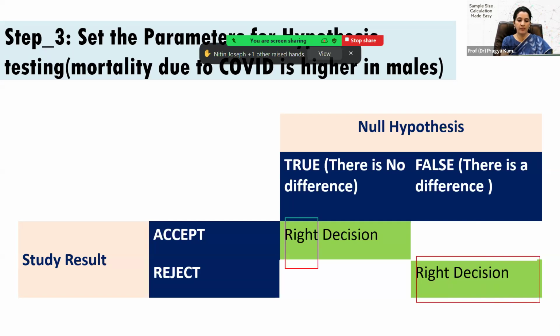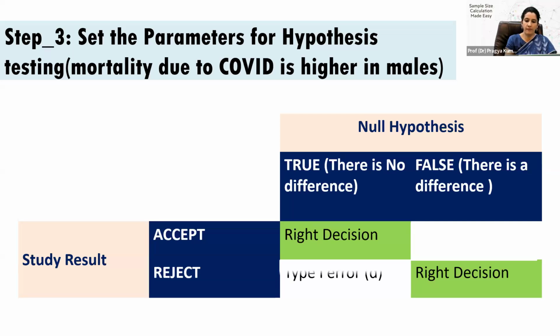But the problem happens when the null hypothesis is false and you accept it. And the other type of problem happens when the null hypothesis was actually true, but you reject it, your study rejects it. This is known as the type 1 error, which is also known as the false positive error. And the type 2 error is also known as the false negative error.